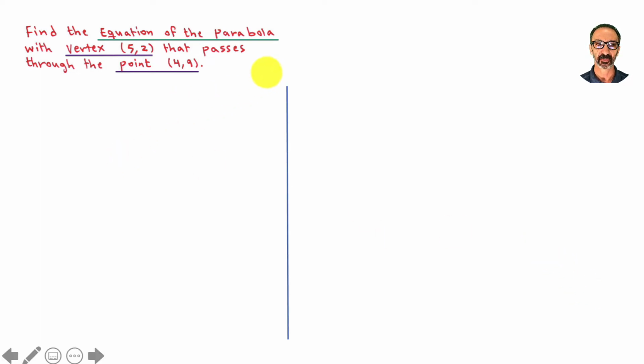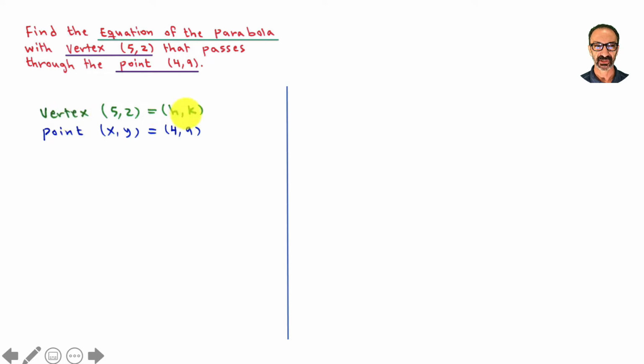Find the equation of the parabola with vertex given to me as 5, 2 and passes through the point 4, 9. Those are the given information. Well, since they mentioned the vertex, I think the best way is to use the vertex form.